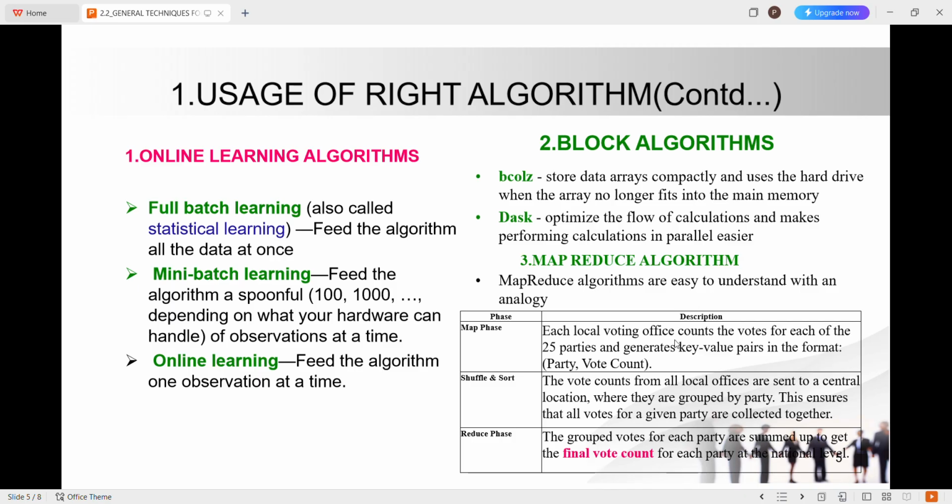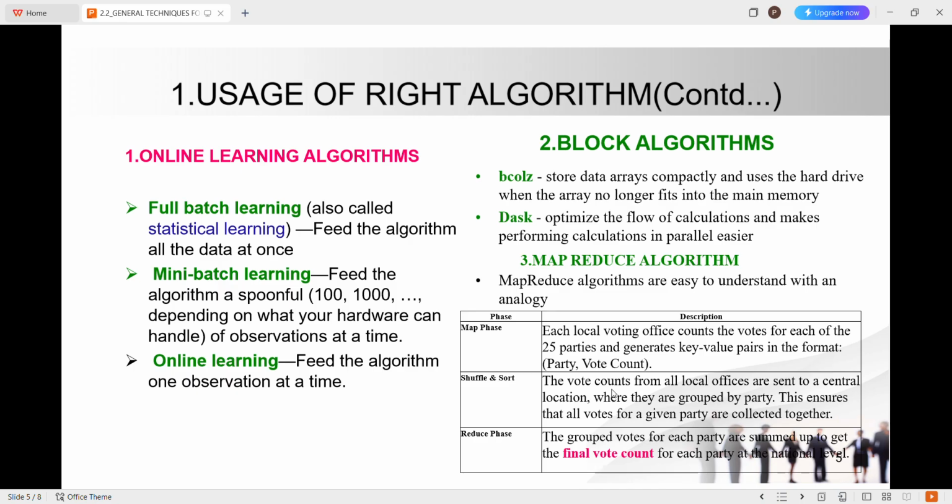Now let us take a local voting office. It wants to count the votes for each of the 25 parties. Each party has obtained how many votes. So it generates key value pairs in the format party and vote count. So it is the mapping phase. Okay, so what are the 25 party names and what is the vote count? It has calculated. Now we move on to your shuffle and sort phase.